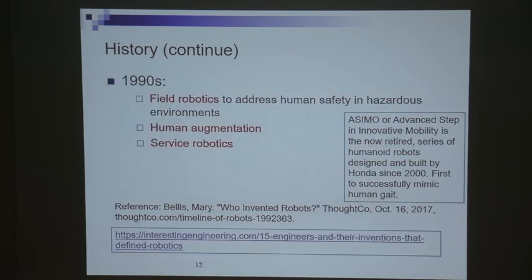So we move on. In the 1990s, we have field robotics to address human safety, and then we also have human augmentation. We also have the service robot. During this time, Asimo, which is actually now retired, was very popular, and it demonstrated how a robot can balance itself on a seesaw. It's a humanoid robot designed and built by Honda.